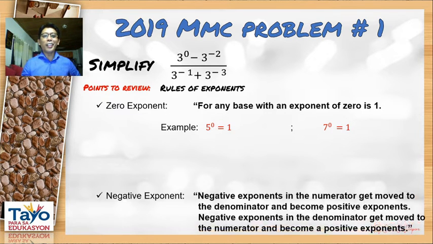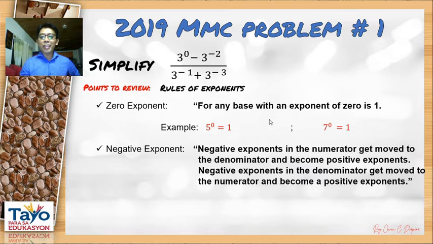Okay, let's continue. Negative exponent. Negative exponents in the numerator get moved to the denominator and become positive exponents. Negative exponents in the denominator get moved to the numerator and become positive exponents.